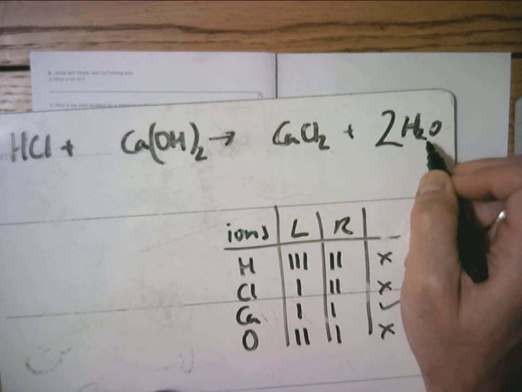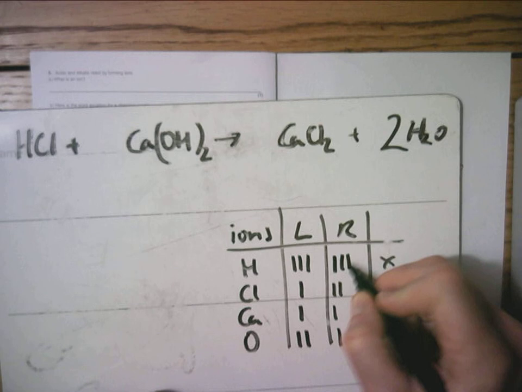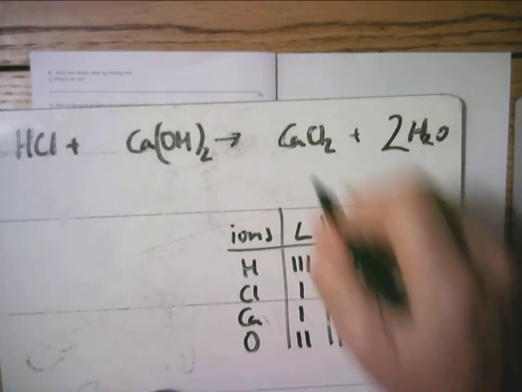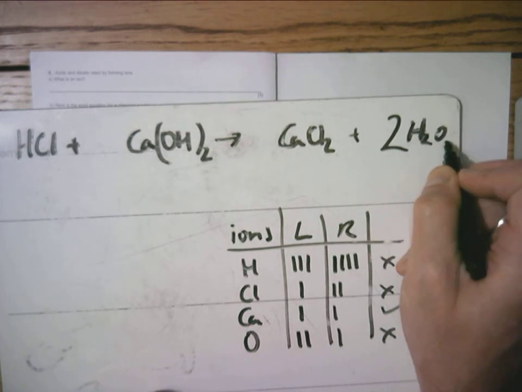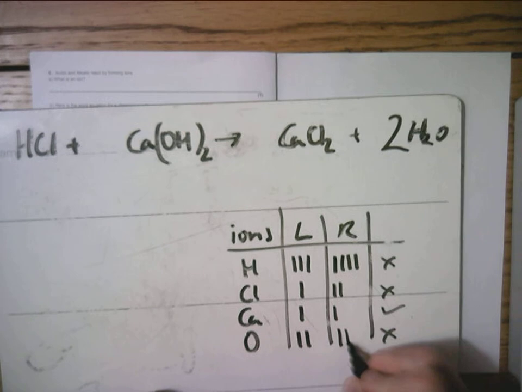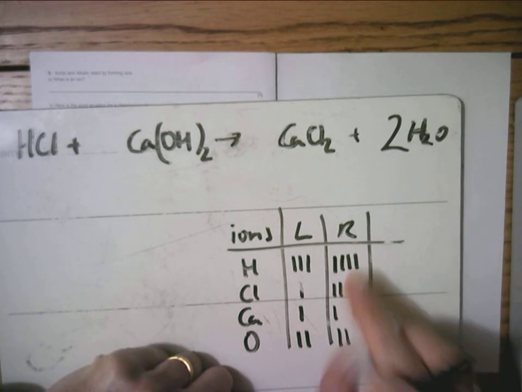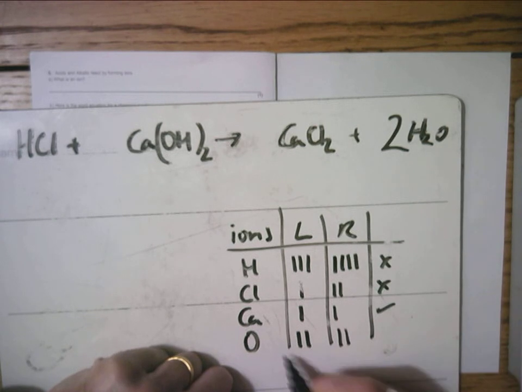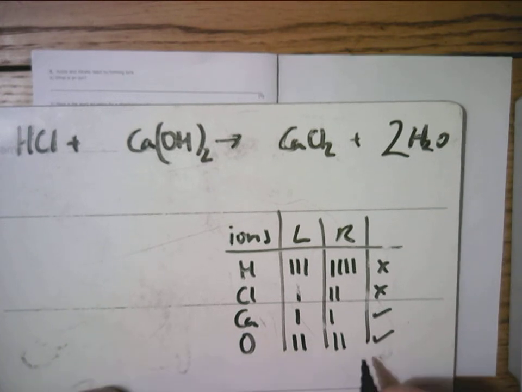How many hydrogens have I got now? 2 times H2, 2 times 2 is 4. How many chlorides have I still got? I've still got 2. How many calciums? I've still got 1. How many oxygens? 2 times H2O, it's 2 times 1, it's 2. Now let's look at the balance again. 3, 4, not balanced. 1, 2, not balanced. Calcium, balanced. Oxygen now seems to be balanced. Happy days. 2 and 2.